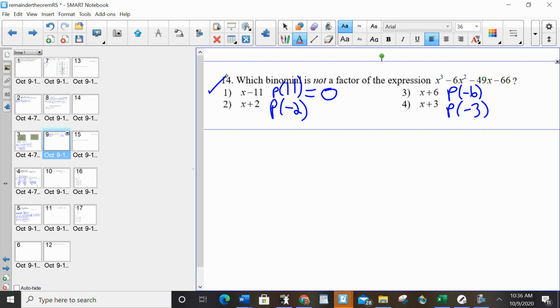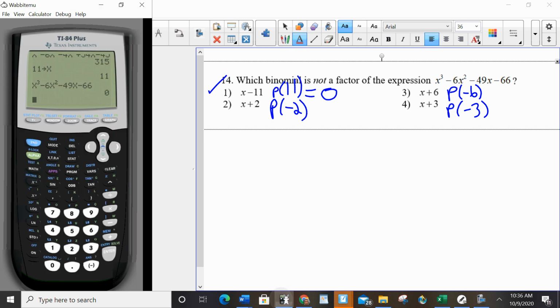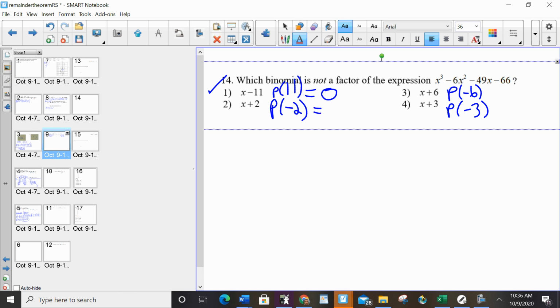Now, choice 2, I'm going to sub in negative 2. Now, watch how easy this is. I'm going to do negative 2, store as x, and then I'm just going to copy and paste the expression which I already typed out. So to copy and paste it, I tab up so it's highlighted. I hit enter. P of negative 2 is 0. Since the remainder is 0, that means that x plus 2 is a factor.